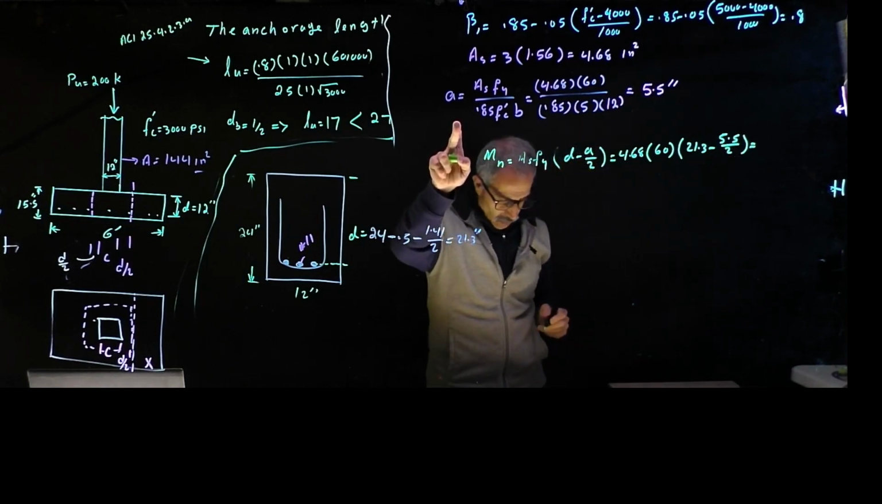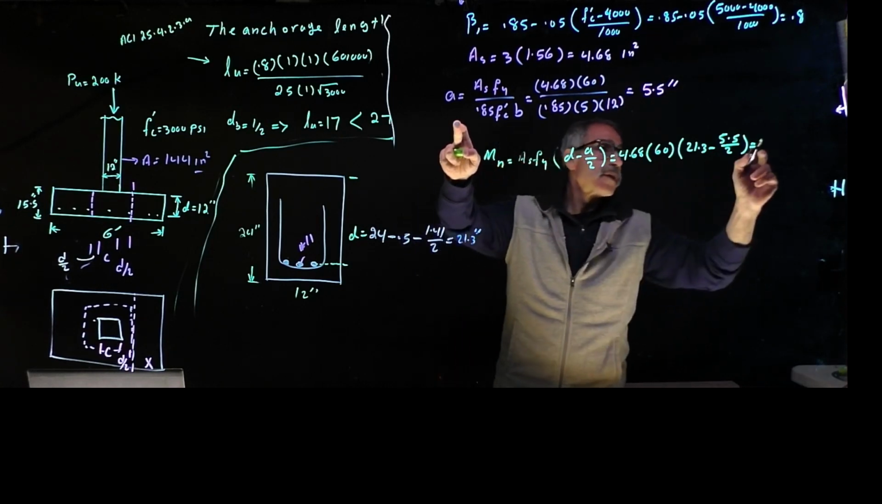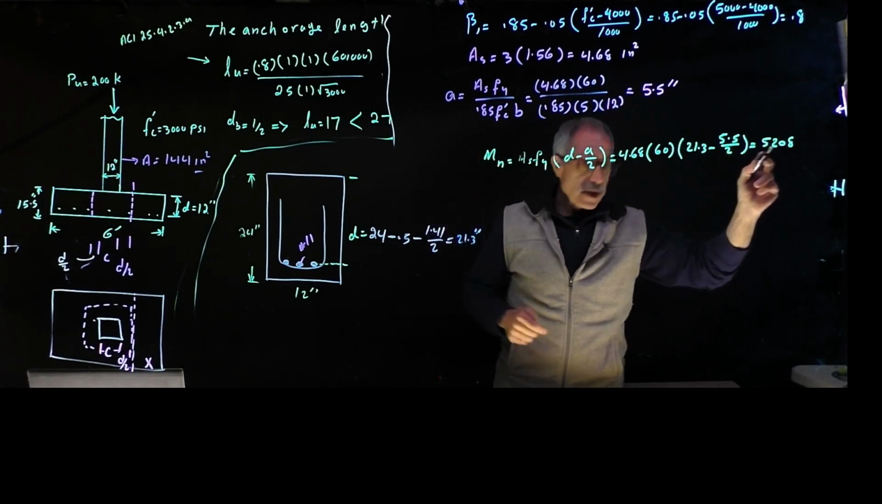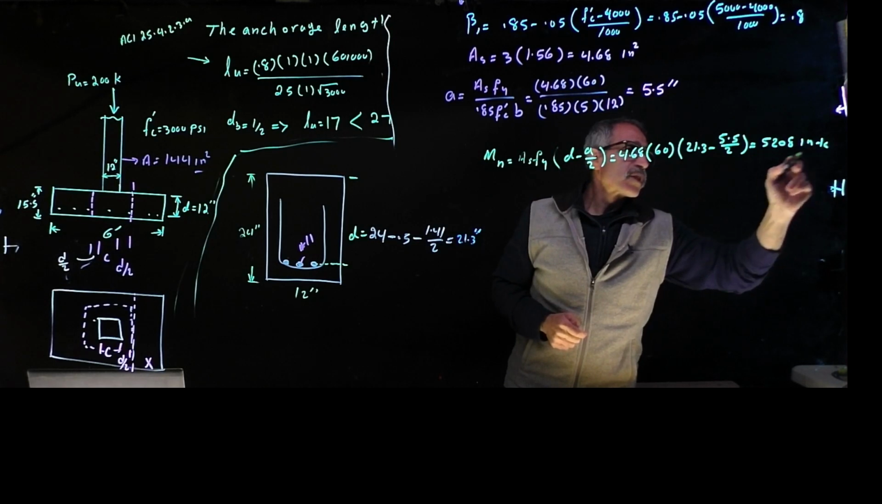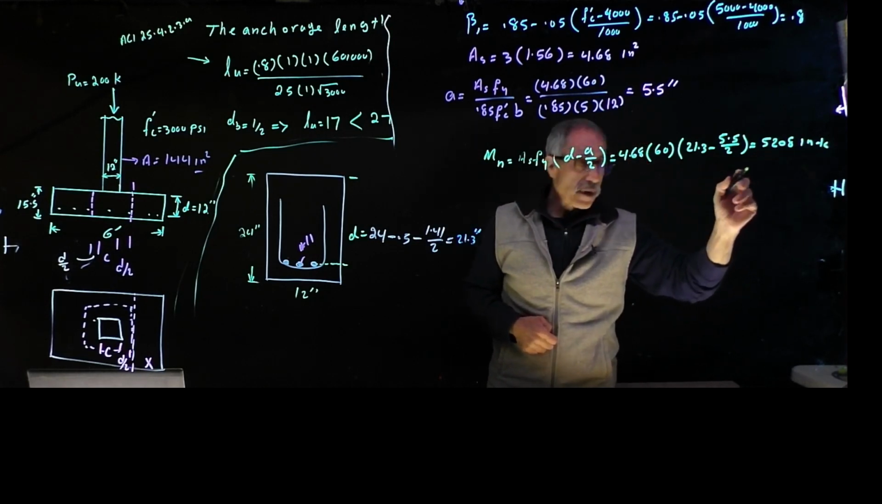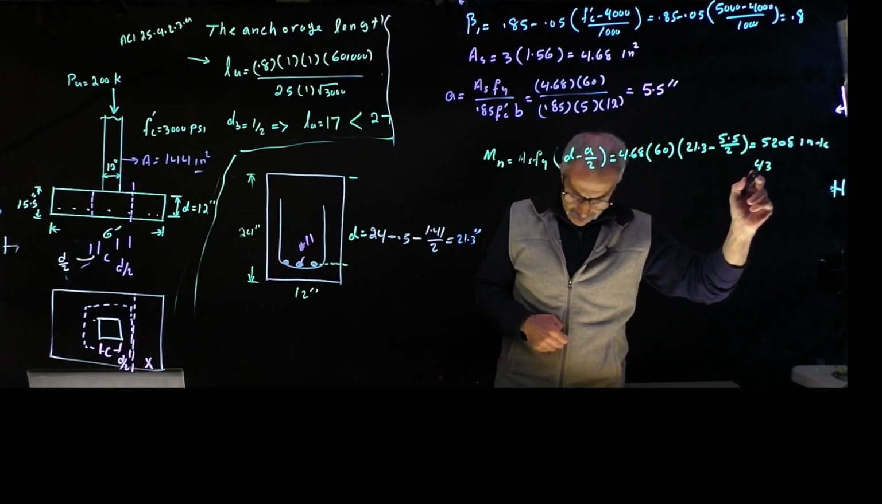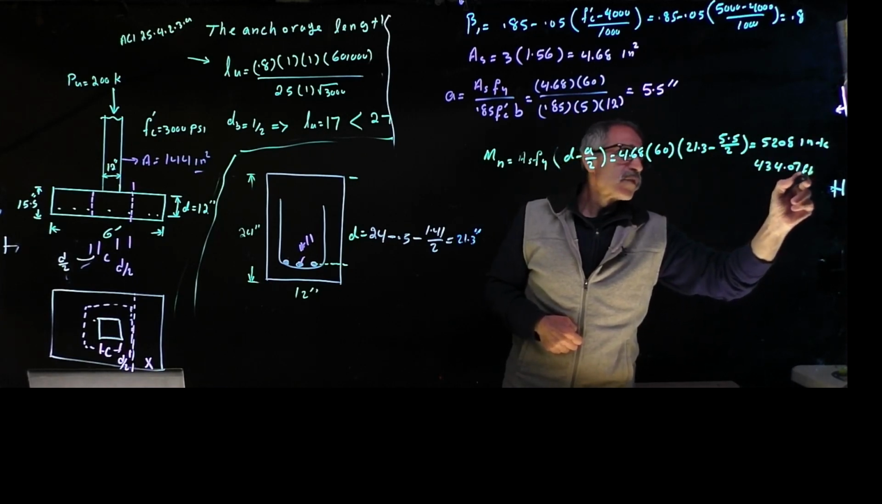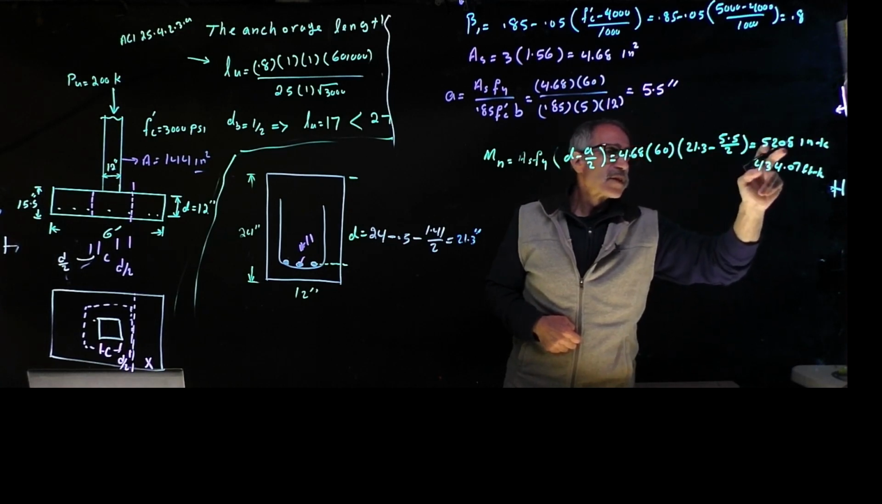I'm just going too quick here so we can get it. I get 5,208, and that's inch-kip. The answer they're looking for is foot-kip, so divide that by 12, and that becomes 434.07 foot-kip. All I did was divide this by 12.